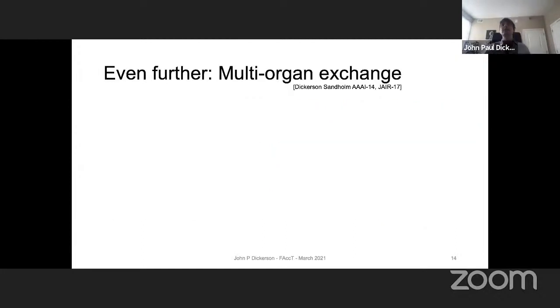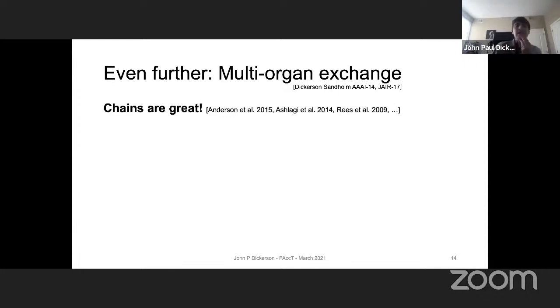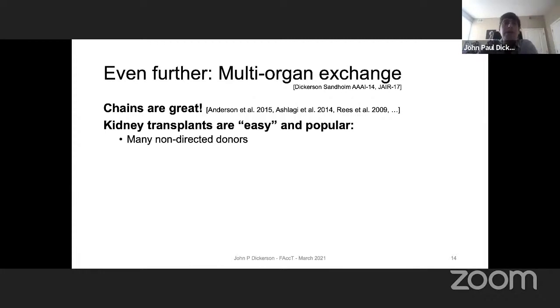Now, with my advisor, Tuomas Sandholm at Carnegie Mellon University, when I was a PhD student, we published a paper extending this even further. Okay, so this is a paper that appeared in 2017 in the Journal of AI Research. We thought, hey, this chain idea is great. If you look at efficacy in present day fielded exchanges, these chains are the real powerhouses. They're the ones doing most of the matching work. We know that kidney transplants are, I have in quotes here because obviously it's not easy, but they're relatively easy and they're popular, right? You read about people donating kidneys all the time.